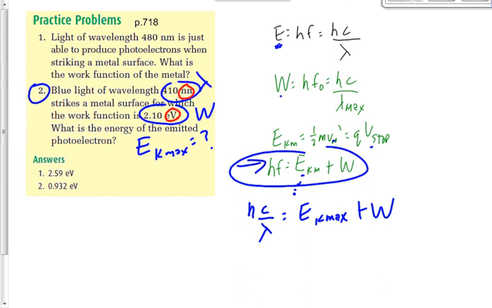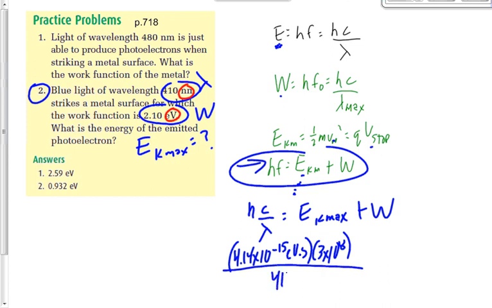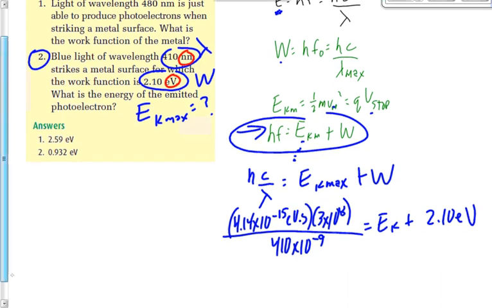What do you want to use here? Electron volts or joules? Electron volts? Okay, we can do that. I'm going to show you in 2 seconds, though, a situation where you can't. Lambda is 410 times 10 to the minus 9. And the work function is 2.10 electron volts. Okay, when we do the math on this one, we end up getting, is that the right answer, not 0.932? Yes?